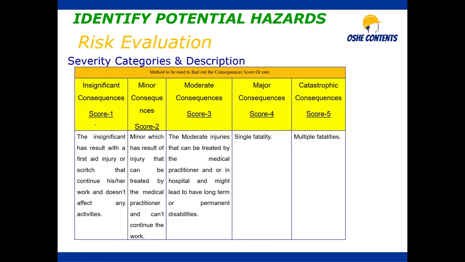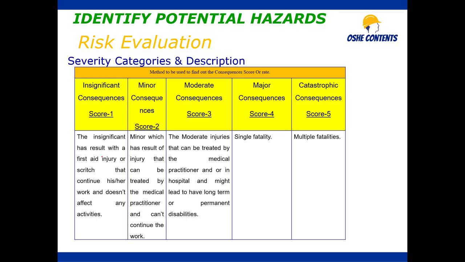Insignificant consequences score 1. Insignificant results in a first aid injury or scratch, and the person continues his work and it doesn't affect activities. Okay, the minor consequences score 2. Minor results in an injury that can be treated by a medical practitioner and the person can't continue the work. It means if he is injured, you need to take him to the hospital or to a medical practitioner, and he cannot continue the work for the same day.